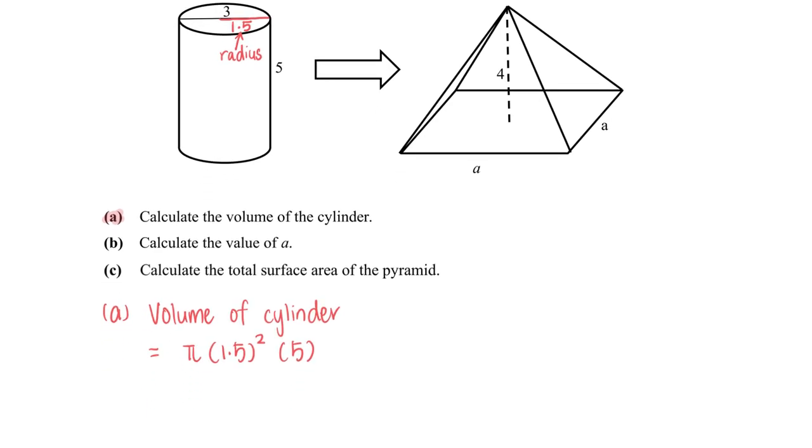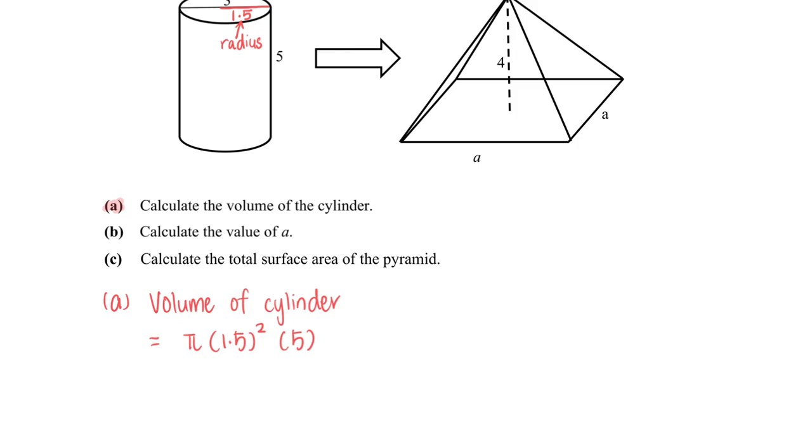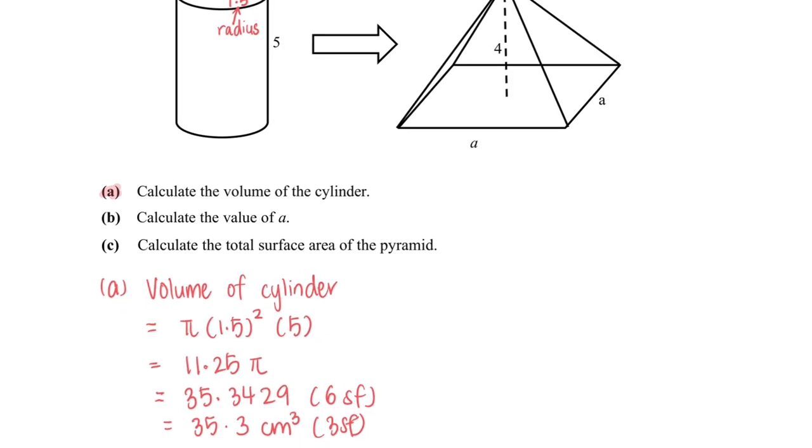Alright, so from here, I would be able to get the following. It will be equals to 11.25 pi, which will be equals to 35.3429, about 6 significant figures. Final answer 35.3. So that's for part A.